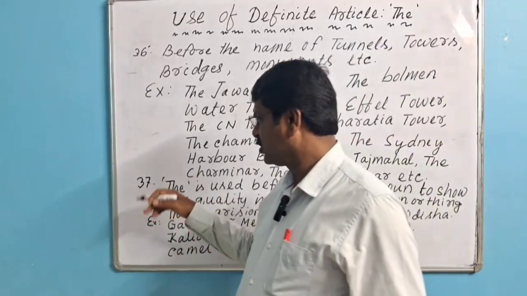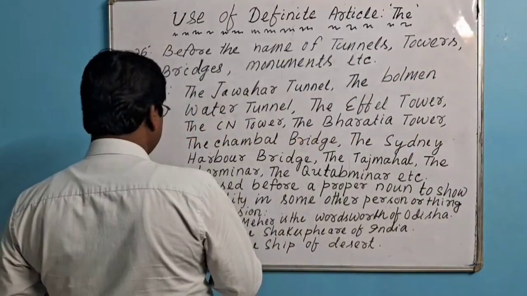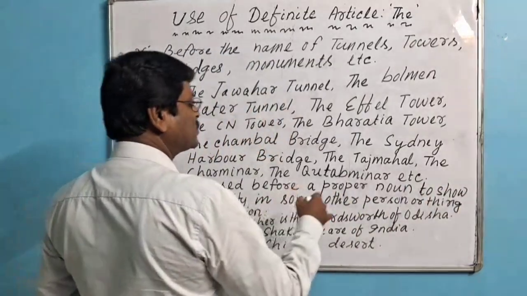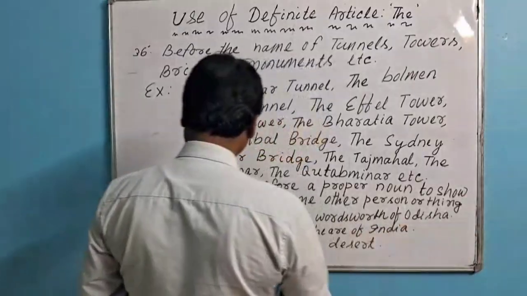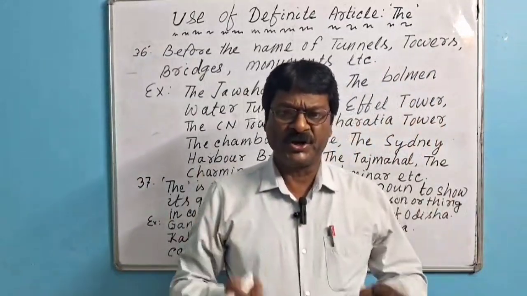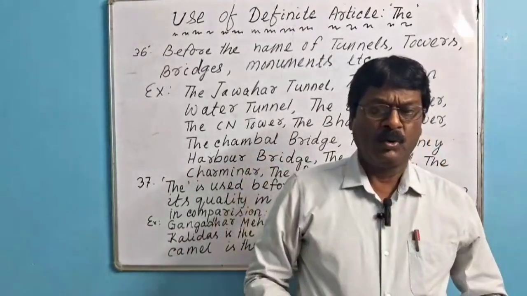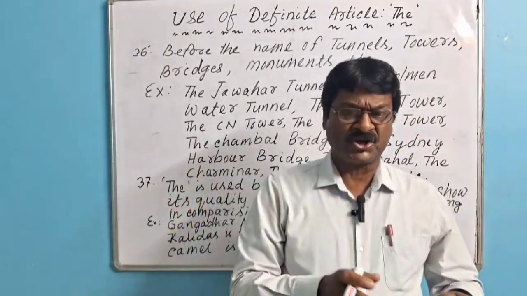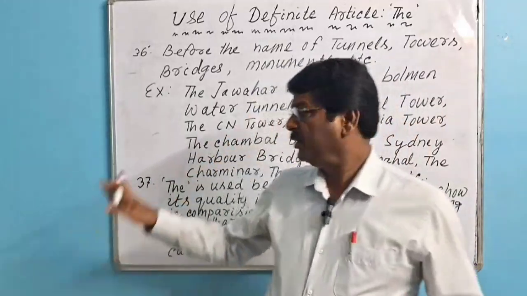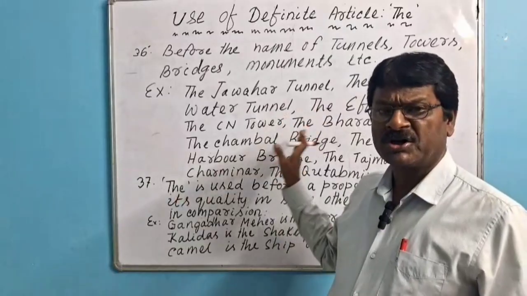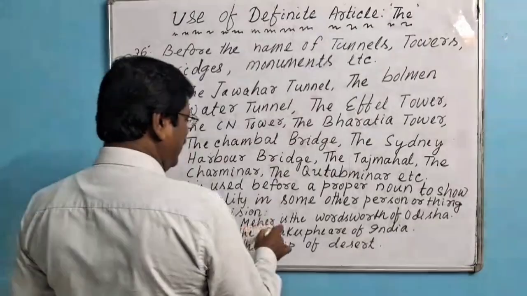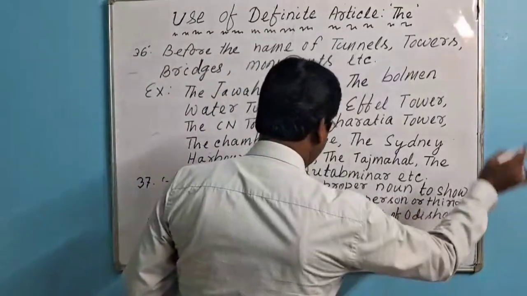Then we shall go for point number 37. The is used before a proper noun to show its quality in comparison with some other person or thing. I mean, when the quality of a thing or a person is compared with the quality of another person or thing, 'the' is used before the second person or second thing. For example, Gangadhar Meher is the Wordsworth of Odisha.